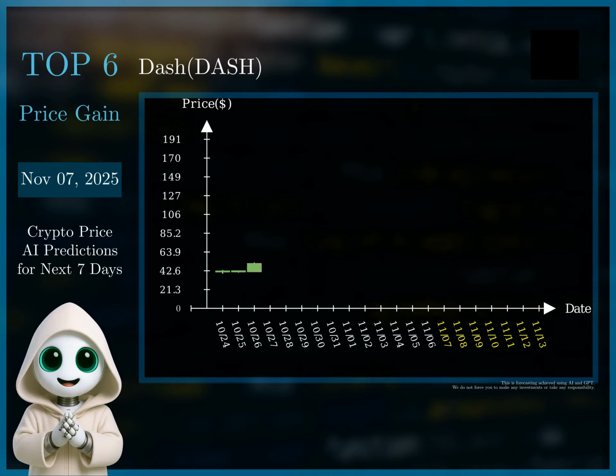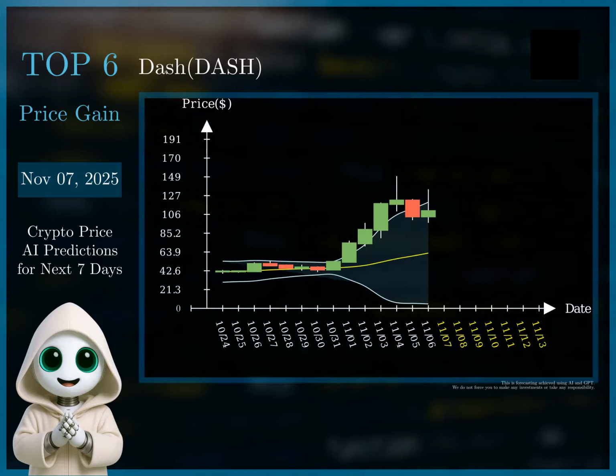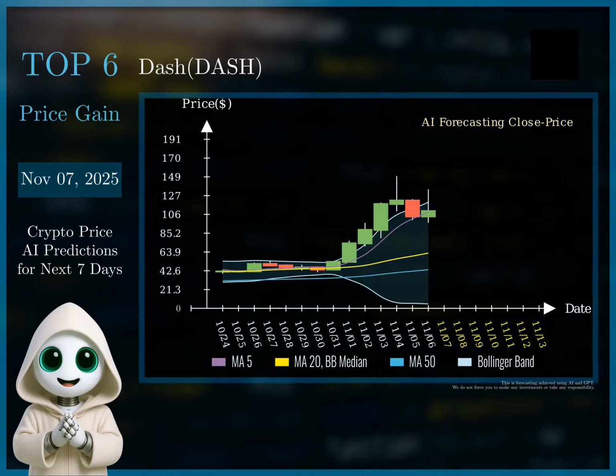Based on the historical data and forecast, Dash exhibits a strong upward trend, particularly evident from November 1, 2025, onwards. The price surged from $73.7 to $122 within a few weeks, indicating significant momentum. The RSI consistently remained above 50, frequently entering overbought territory above 70, confirming bullish sentiment. The Bollinger Bands also widened, suggesting increased volatility and potential for further price expansion.